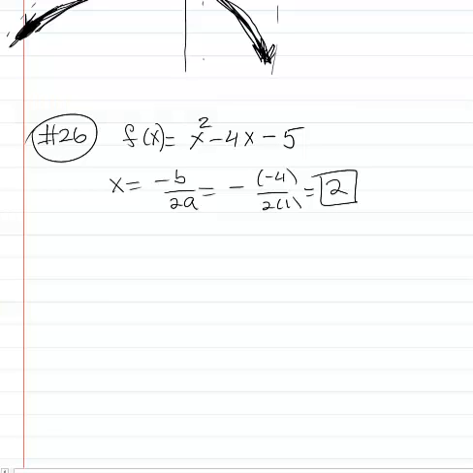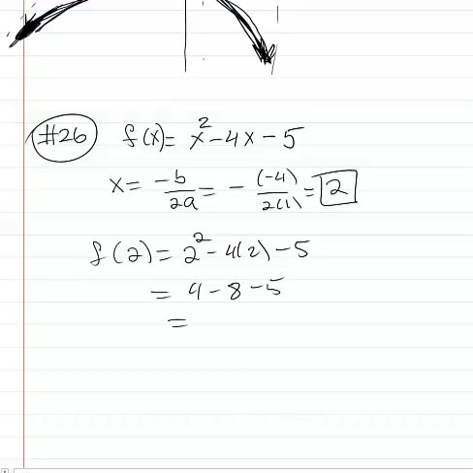And then we're going to put 2 inside. So it's going to be 2 squared minus 4 times 2 minus 5. So it will be 4 minus 8 minus 5. And that is minus 4 minus 5. That's minus 9. Okay. So let me just check that. 4 minus 8 minus 5. That's negative 9. Okay, fine. So negative 9, that's the y.